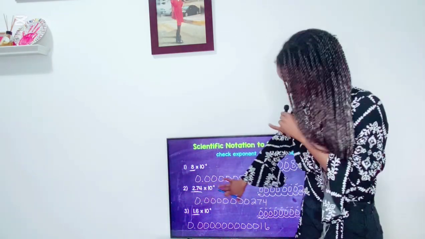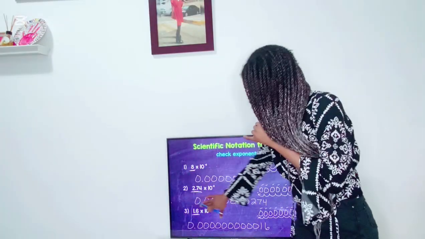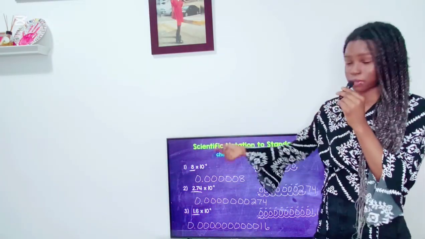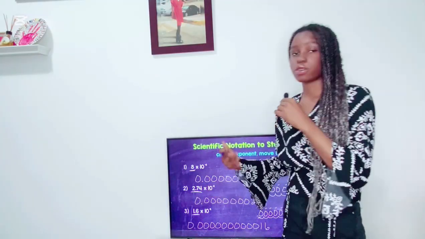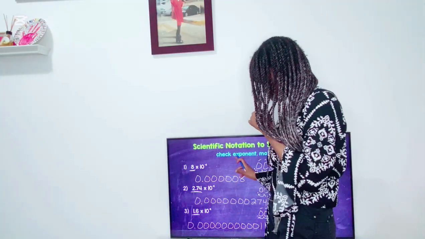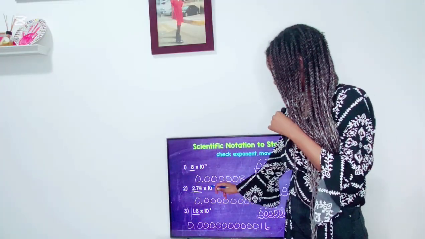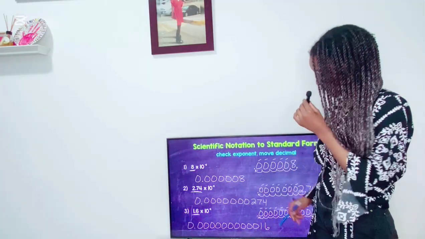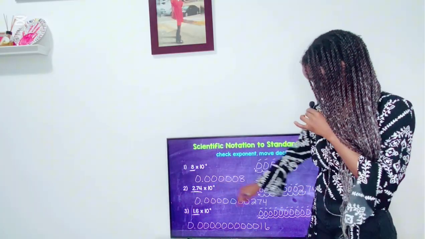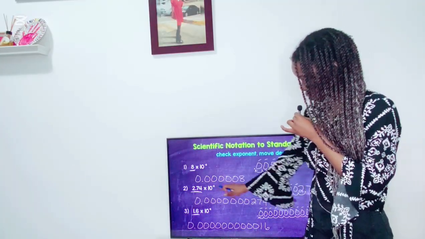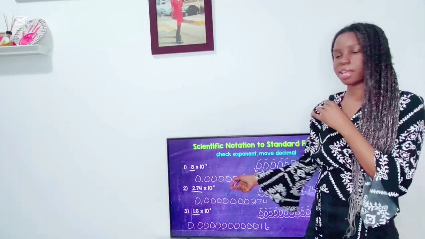Don't let these big numbers confuse you, which is not even big actually compared to the other ones. Okay, so the first thing we have to do is to check the exponent, which is a negative 8. So just like the last one, we have to go to the left, not the right, the left, because it's a negative 8. And the negatives are normally on the left.